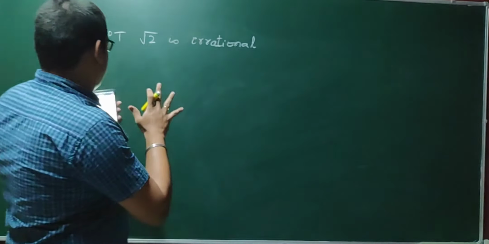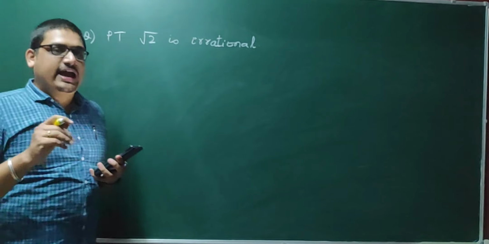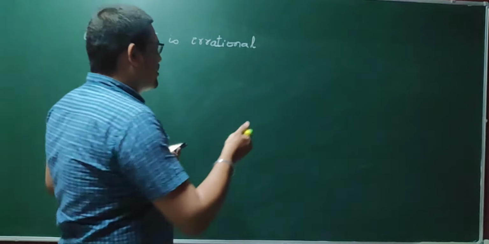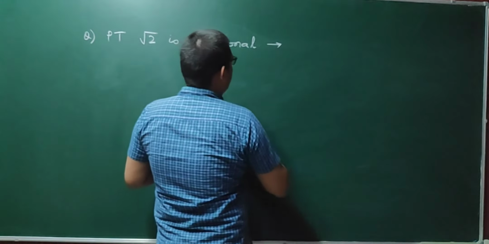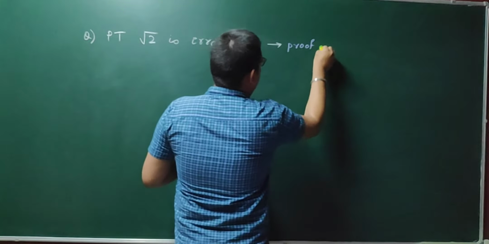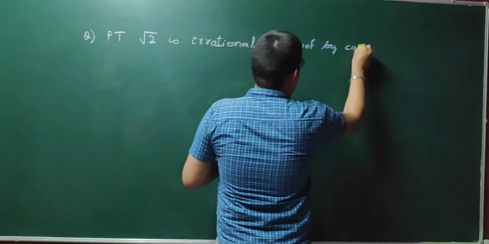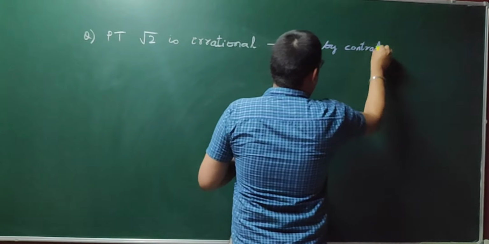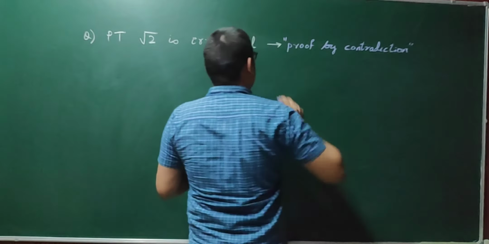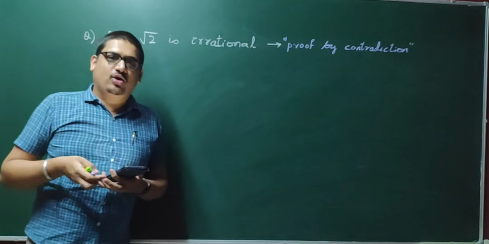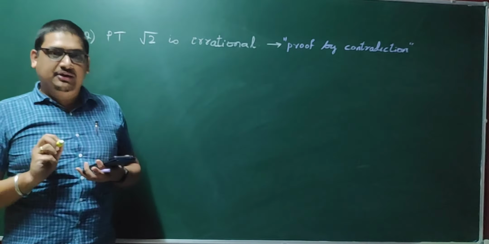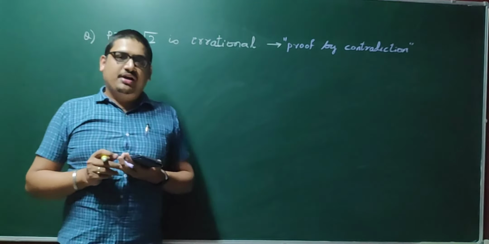So in order to prove that root 2 is irrational, we have to consider a contradiction. Here comes something called proof by contradiction. This is very important. Proof by contradiction. If you had listened to my classes carefully, we did proof by contradiction when I asked what is 0 by 0, or what is 0 by infinity, or what is any number divided by 0.